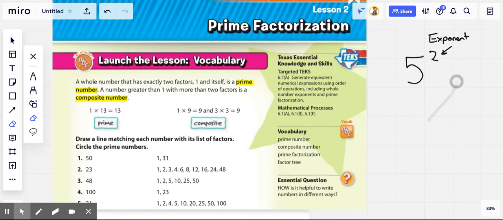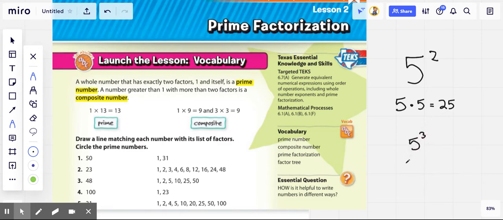Let me erase all this. So that would be 5 times 5, and 5 times 5 equals 25. What if we have 5 cubed, though? If we have 5 cubed, that's 5 times 5 times 5. We know that 5 times 5 is 25, and then we have to multiply by this 5. So 25 times 5 is 125. So that's from yesterday.